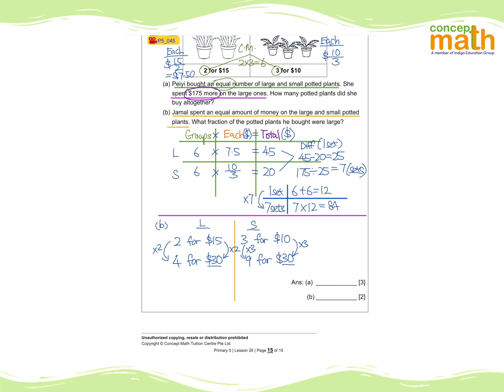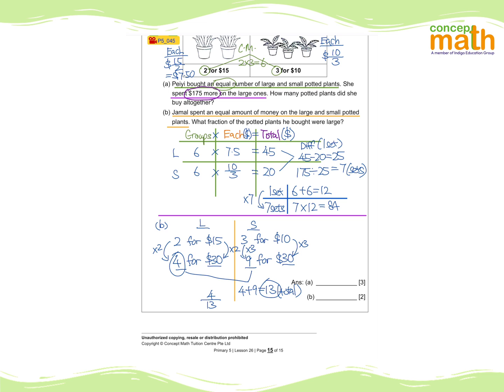So if you spend $30, for example, 4 large potted plants and 9 small potted plants will be a total of 4 plus 9, 13 potted plants. So out of 13 potted plants in total, he actually bought 4 large. So 4 large out of a total of 13. So the fraction will be 4 out of 13.